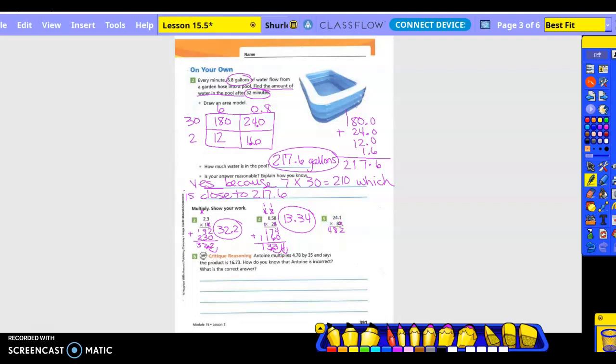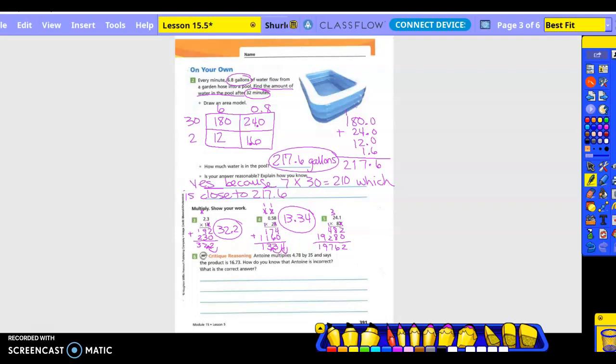Mark off our one spot. Then we put a 0 because we're moving to the 10 spot. 8 times 1 is 8. 8 times 4 is 32. Put the 2, carry the 3. 8 times 2 is 16 plus 3 is 19. And then add 2, 16, carry the 1, 7, 9, 1.